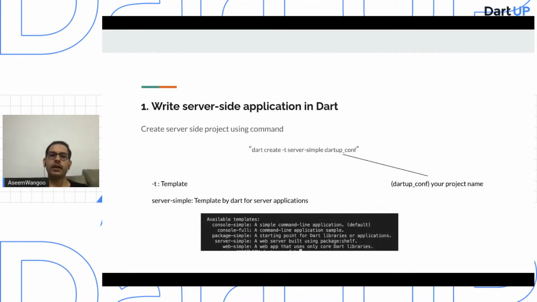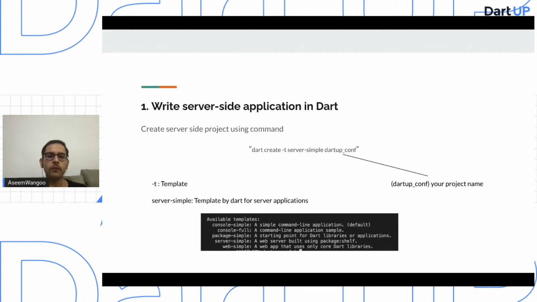The first step, write a server-side application in Dart. For creating server-side projects in Dart, we use this command, which is dart create -t server-simple dart_conf. Let's see what this command means. -t stands for template. server-simple is one of the templates which comes out of the box from the Dart language. And dart_conf is the name of our project, which can be anything depending on your use case.